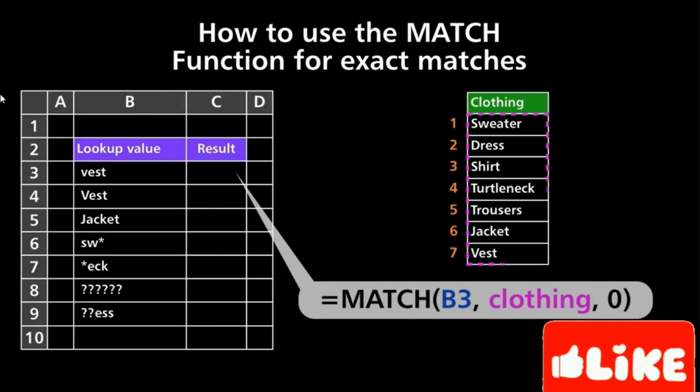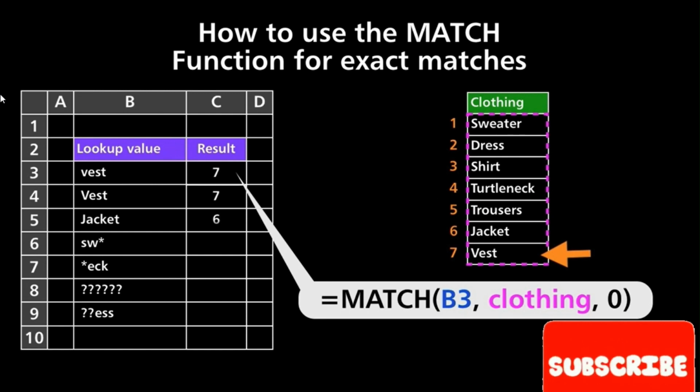The match function finds the relative position of an item in a list. Match can find exact matches or approximate matches. In this video, we'll look at how to use match to find an exact match.